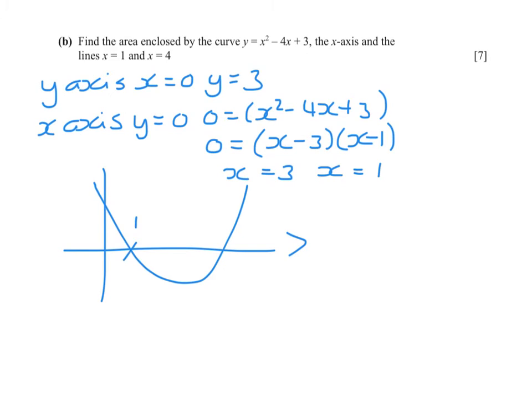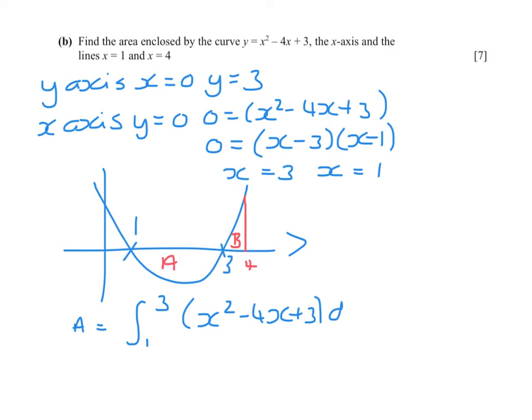So a quick sketch, and the first thing I can see is that I'm going to have to split my area into two. The area below the curve and then the area above the curve. So A will be the integral from 1 to 3 of x squared minus 4x plus 3 with respect to x.